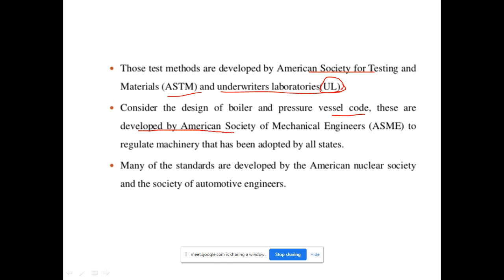Consider the design of boiler and pressure vessel code. These are developed by the American Society of Mechanical Engineers, ASME, to regulate machinery, and have been adopted by all the states, okay. So ASME, the full form is American Society of Mechanical Engineers. Now many of the standards are developed by the American Nuclear Society and the Society of Automotive Engineers, okay. So these are all the different American codes, international codes.